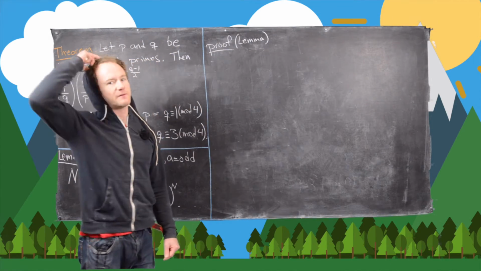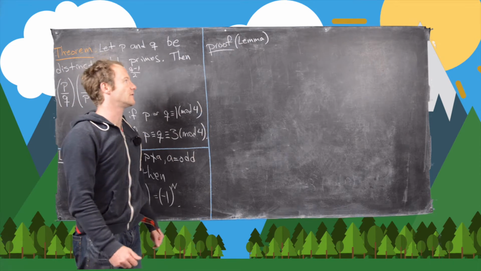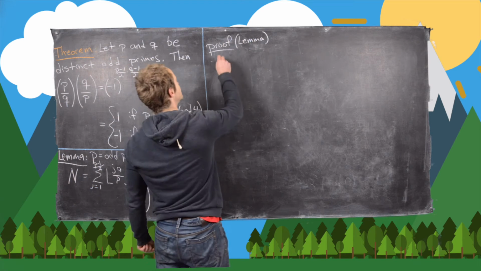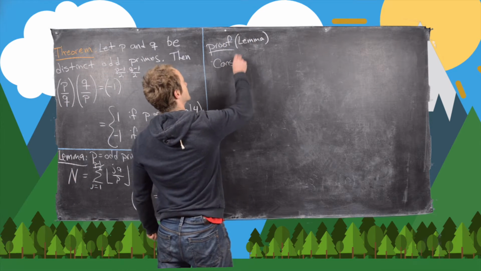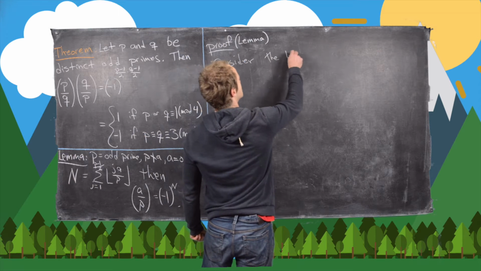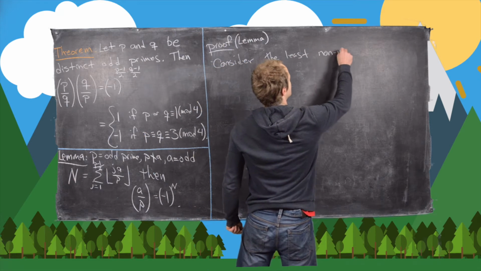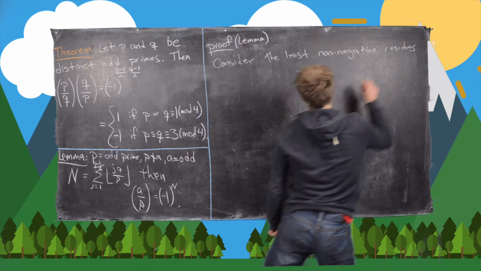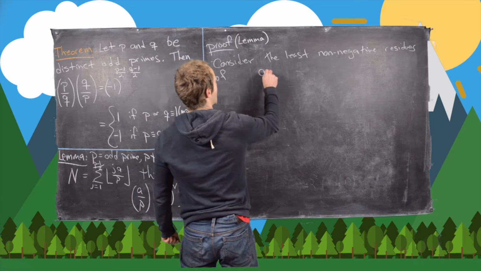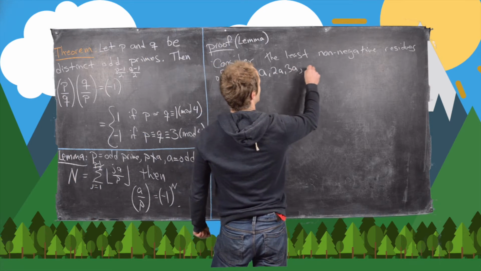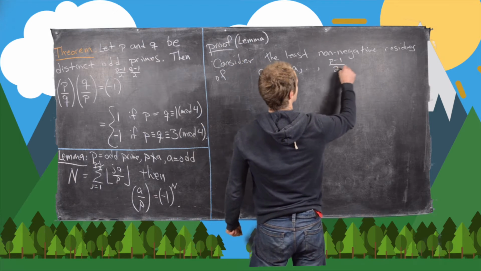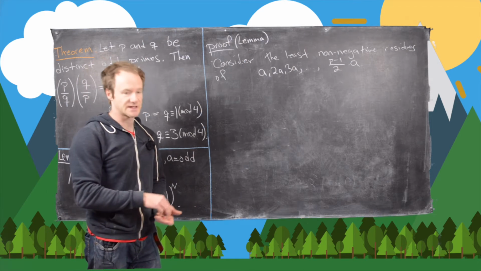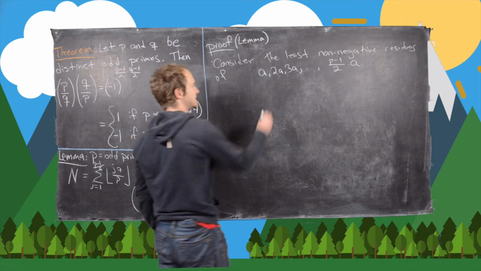Okay, so let's look at the proof of this lemma. We're going to start off by being motivated a little bit by the proof of Gauss's lemma. I have a video of that if you want to check it out. So what we want to do is consider the least non-negative residues of these numbers A, 2A, 3A, all the way up to (P minus 1) over 2 times A. So we've got (P minus 1) over 2 non-negative residues, and now I want to split these into two sets.